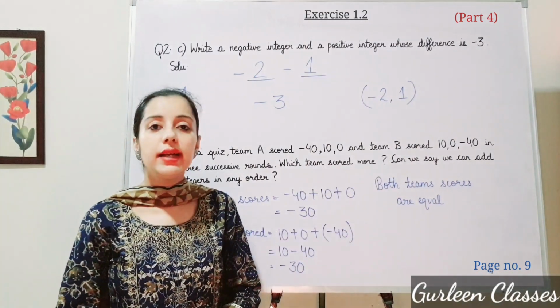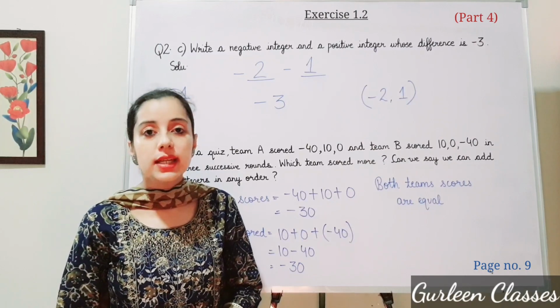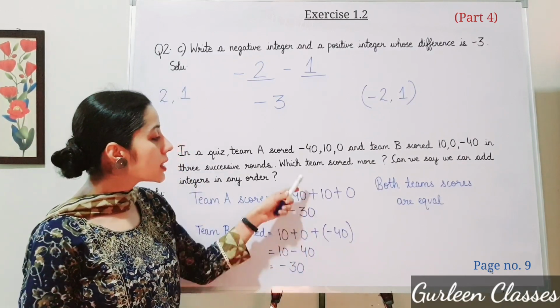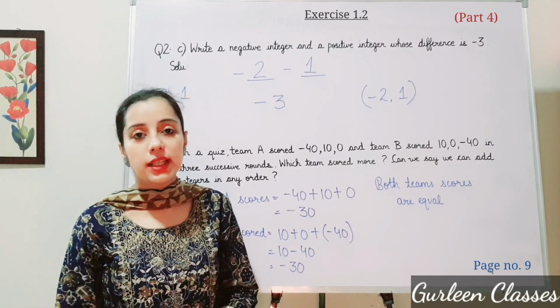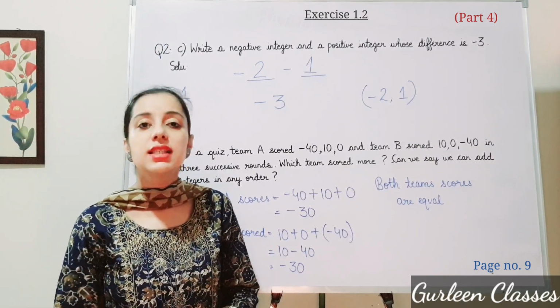Next part, can we say we can add integers in any order? Yes, we can add integers in any order. If you notice in Team A and Team B, both the scores are similar. Only the order is changed and the answer is also the same, that is -30.